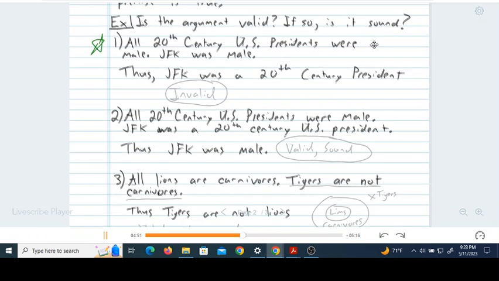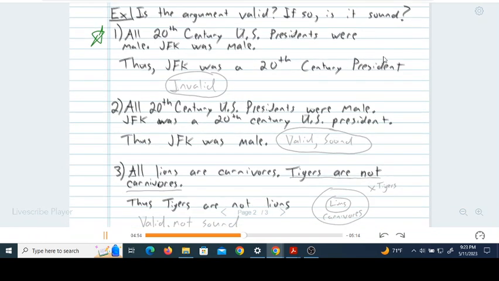So let's look at some arguments, looking at this first example here. So in this first example, all 20th century U.S. presidents were male. JFK was male.